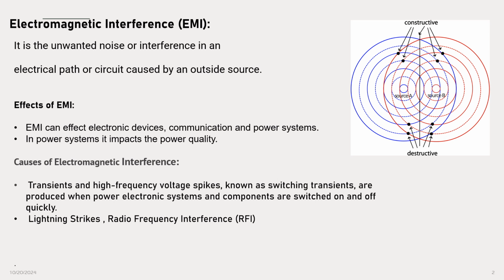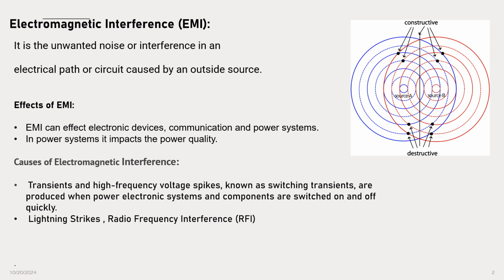Causes of EMI. Transients and high-frequency voltage spikes, known as switching transients, are produced when power electronic systems and components are switched on and off quickly. Lightning strikes. When lightning strikes near power lines, it can induce high voltage surges in electromagnetic fields that propagate through the power grid, causing interference to sensitive equipment.